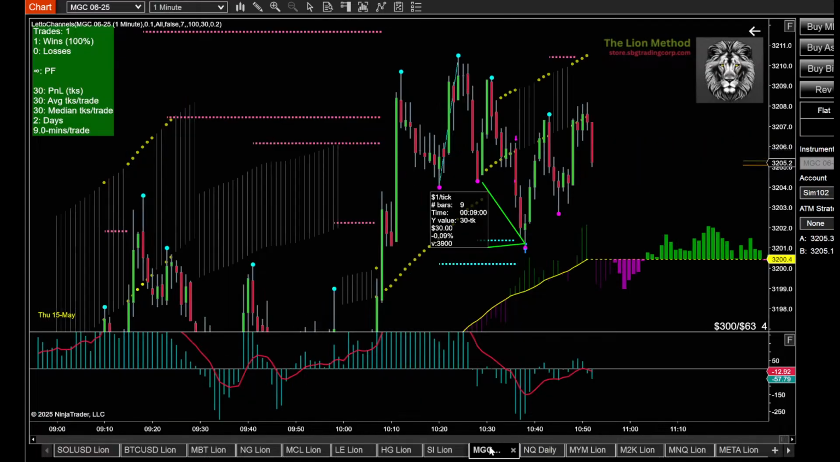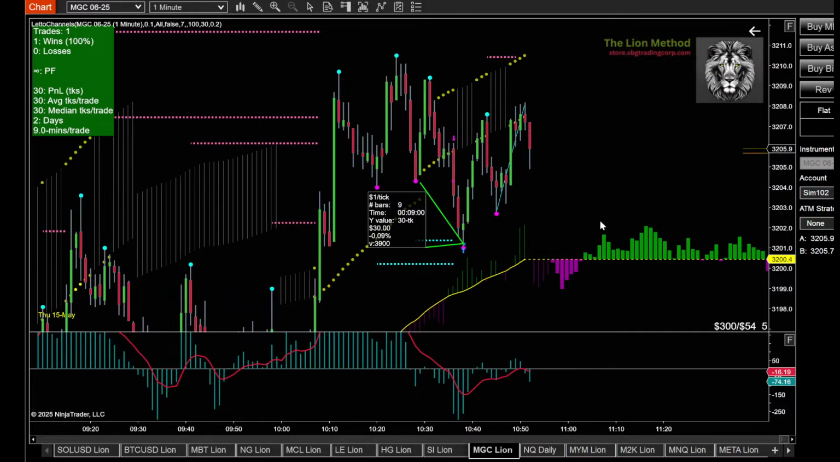All right, NGC. NGC is still looking negative. I got a new sell dot, like I mentioned, came in right there.